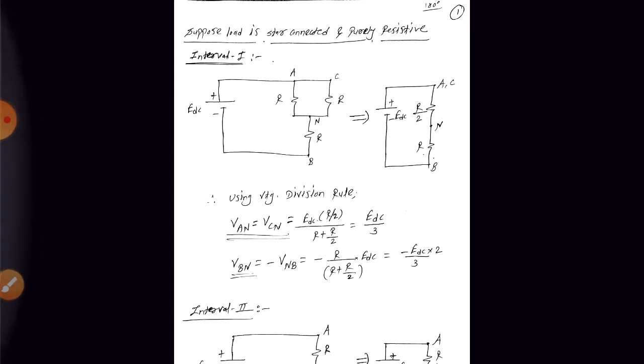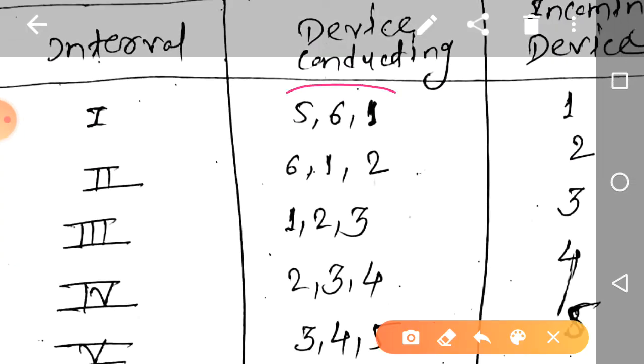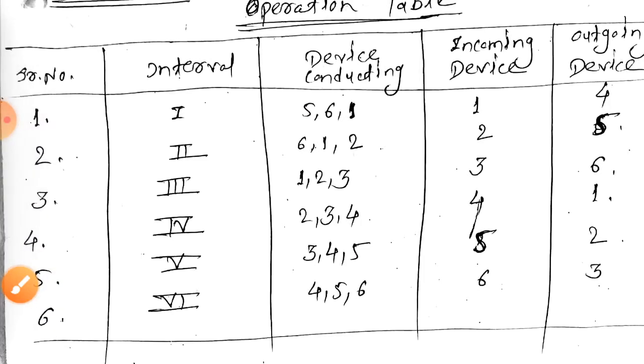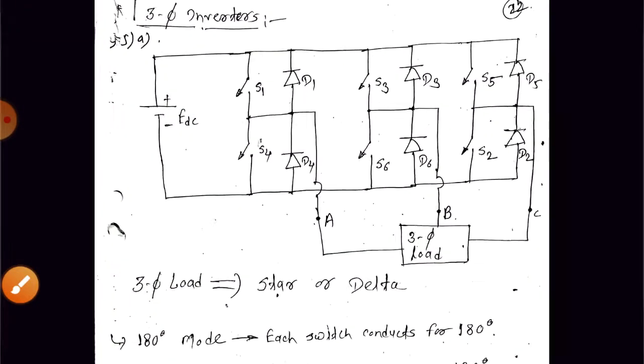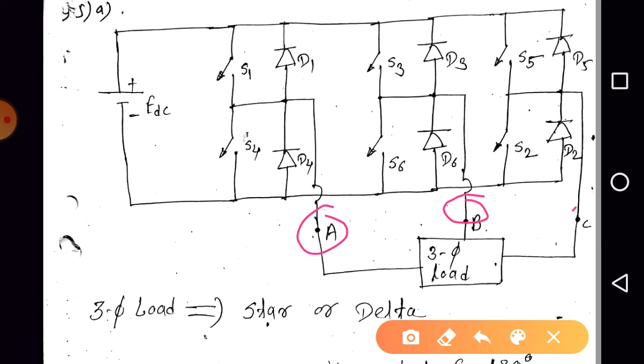During the first interval, switch number 5, switch number 6 and switch number 1 are in the on state. We have considered the load to be star connected and purely resistive. So we have the load phases A, B and C, and since it is a 3-phase star connected load, we will have 3 resistors.